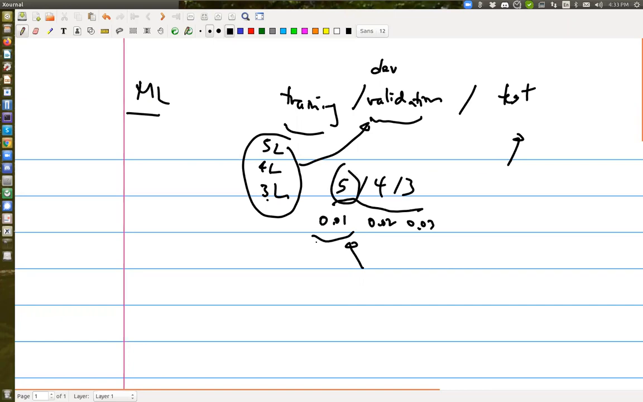Now, I will not present my error of 0.01, but instead I will evaluate again with a different data set, the test data set. And maybe based on my test data set, my error is 0.015, let's say, for the 5 layer. And then I'm going to report this value instead.